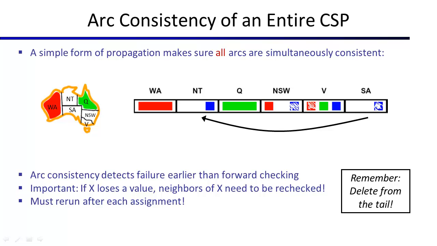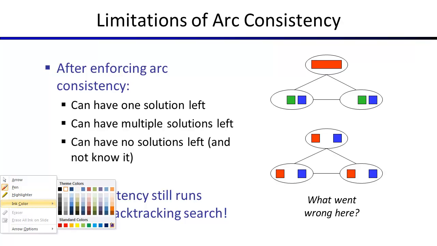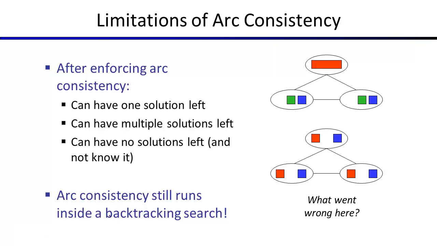What does that mean? Well, hopefully it means that we don't have to do as much backtracking. But when you're done enforcing arc consistency, as we saw last time, a bunch of things can be true. You could have just one solution left, you could have multiple solutions left, you could have no solutions left, and you don't really know from looking at the CSP.